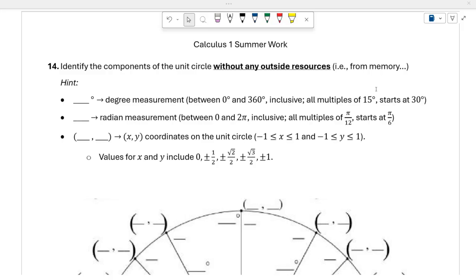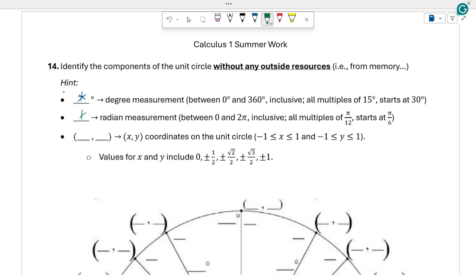So some hints here. It's kind of like three parts. The blank that has a degree symbol above it, right? This guy, that's a degree measurement, okay? And on the unit circle, all of the blanks are going to be between 0 and 360, including 0 and 360. All of them are multiples of 15, and after 0, the first one starts at 30 degrees.